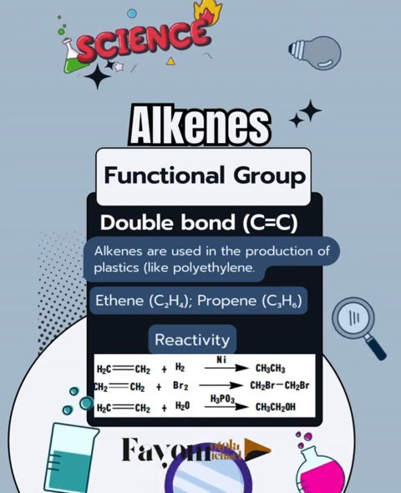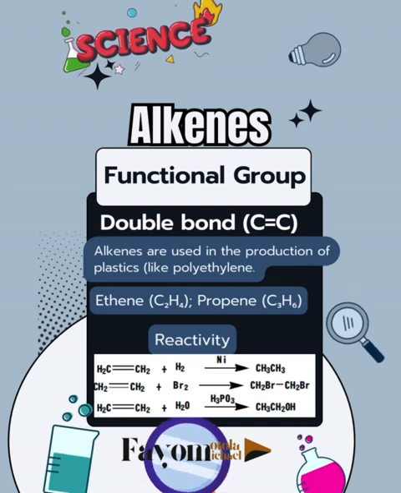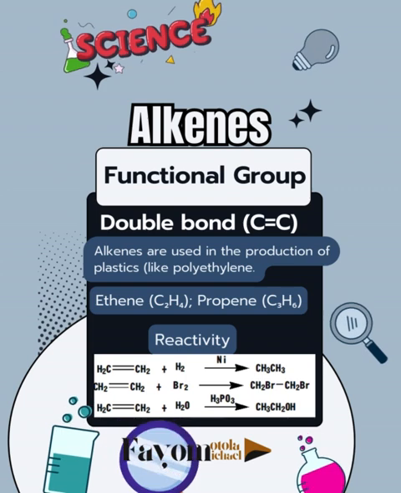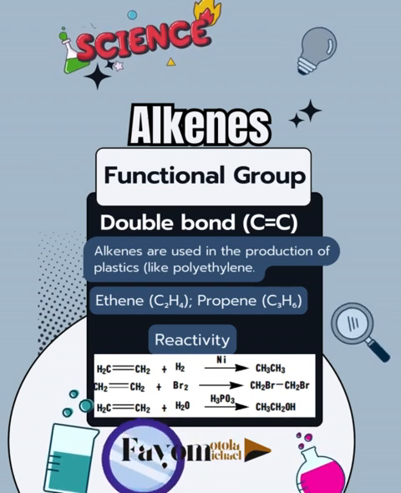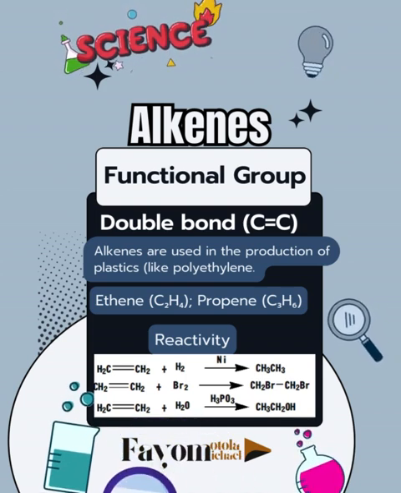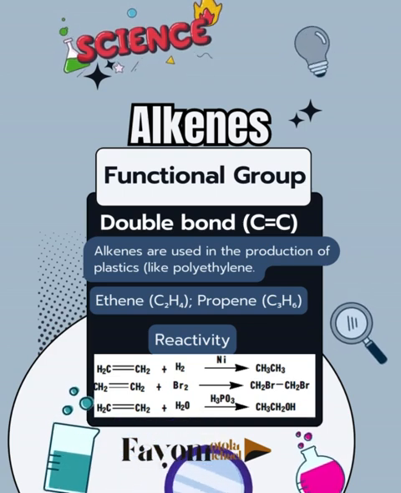They are found in nature as ethene in plant hormones that trigger fruit ripening. Some examples of alkenes are ethene, propene, butene, and so on. Alkene, as an unsaturated hydrocarbon, undergoes addition reactions, such as hydrogenation. That's the addition of hydrogen to alkene to give alkanes in the presence of metal catalysts like nickel, platinum, or palladium.